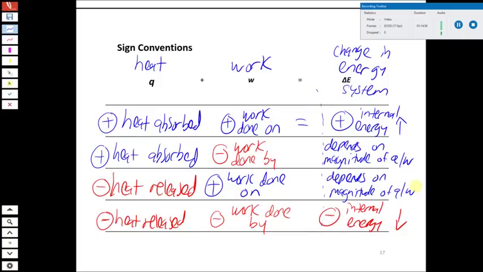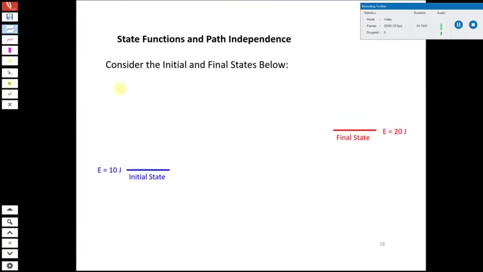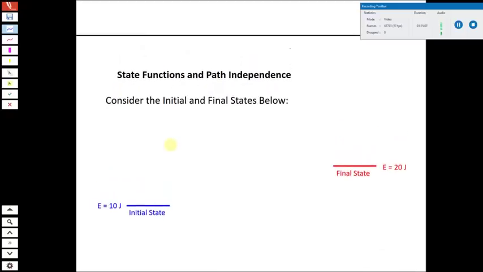And then the last thing that I want to cover today is what's called path independence, or the definition of a state function. So for our purposes, a state function is anything that has delta in front of it. So delta E would be an example of a state function. Anything that can be written as a delta type function is called a state function.